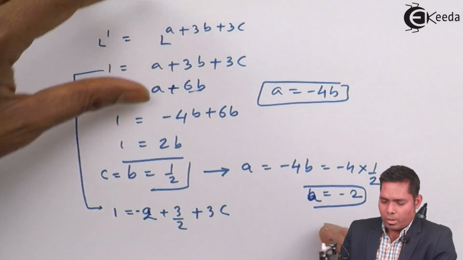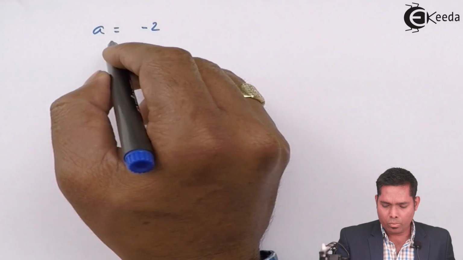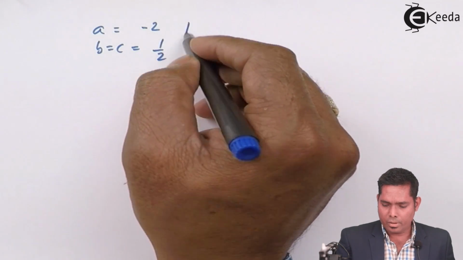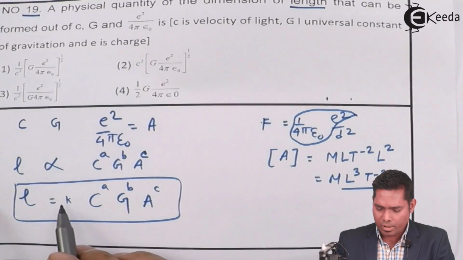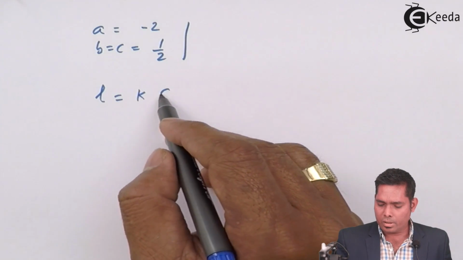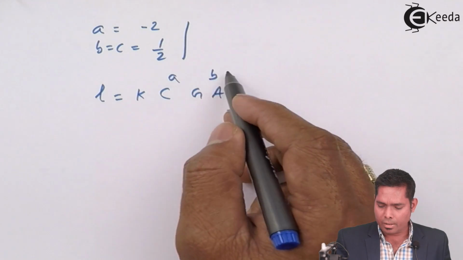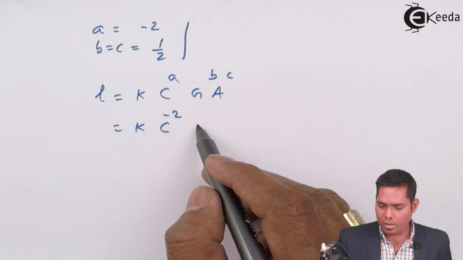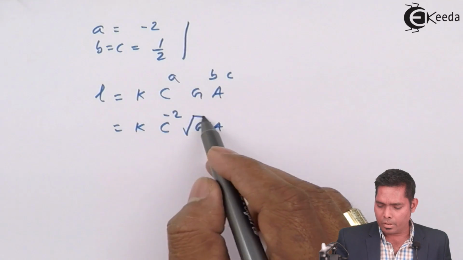So once I got the values, a equals minus 2, b and c both are same, and that is equal to half. So what was the equation initially? I wrote here the initial expression: L is equal to some constant C G A to the power of a, b, c, and a comes out to be minus 2. G and h are the parts under the root, so G and h will be in the root.